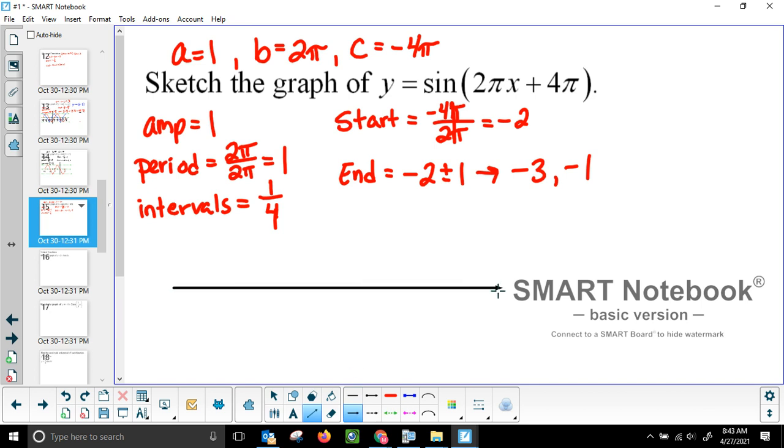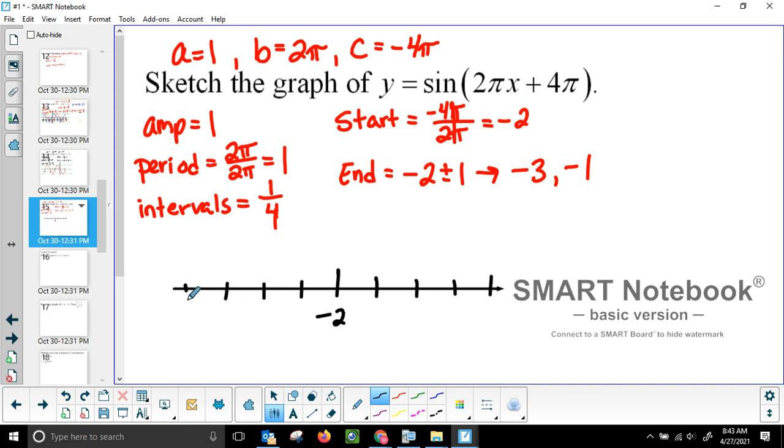So we go ahead and put our axes on here. All right, we put our start in the middle. So negative 2. All right, we're going by fourths. So this will be negative 1.5 and negative 1, negative 2.5 and negative 3. All right, so the y-axis isn't even anywhere within our 2 periods, really. So you can just go ahead and put it off to the side.